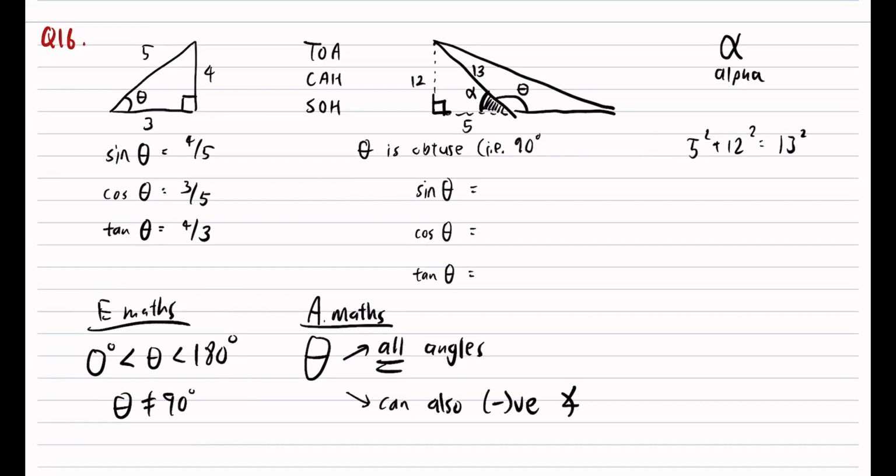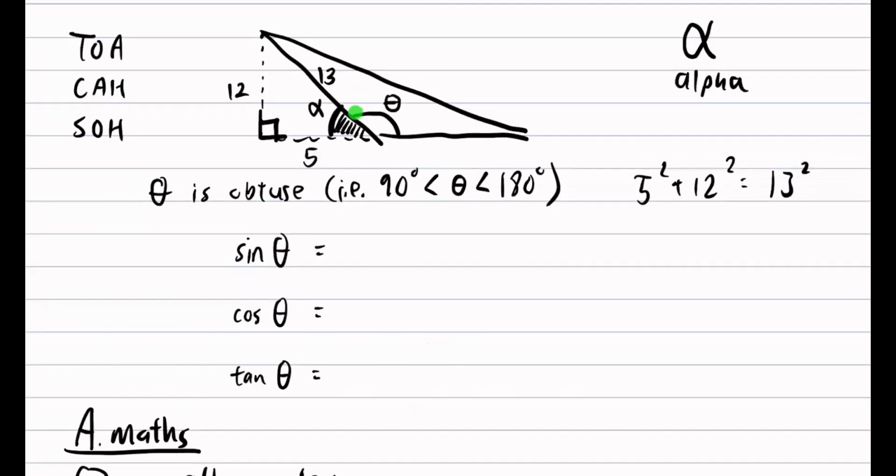If 90 degrees is less than theta less than 180 degrees, then you need to follow this rule. Whenever you get an obtuse angle theta, you have to go back to its acute angle alpha. Can you see this angle alpha? Alpha plus theta adds up to what? 180. Very good. And that's how you identify your alpha.